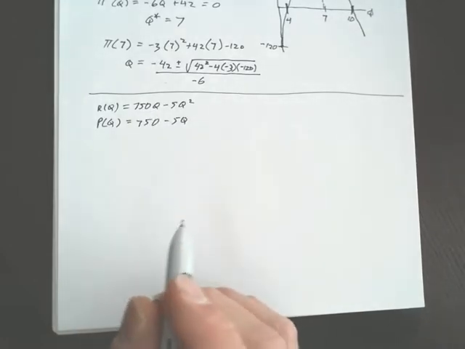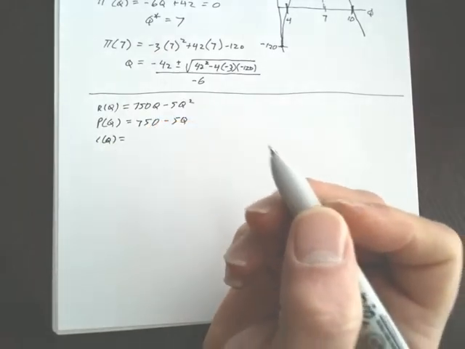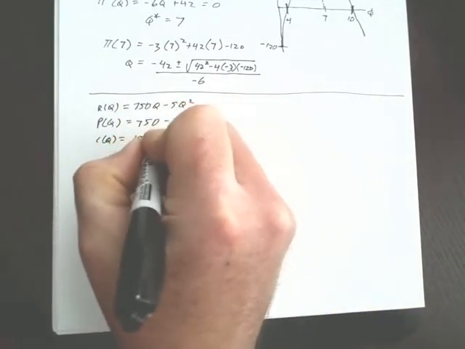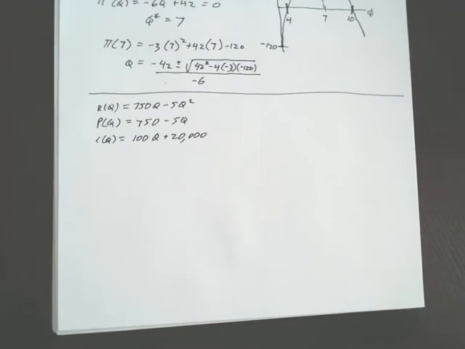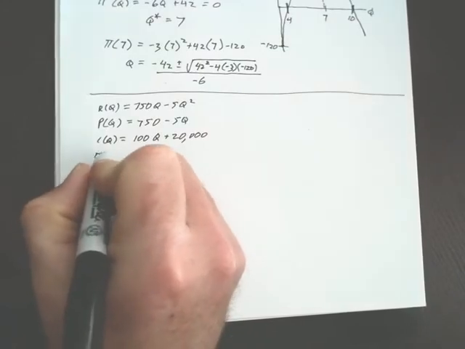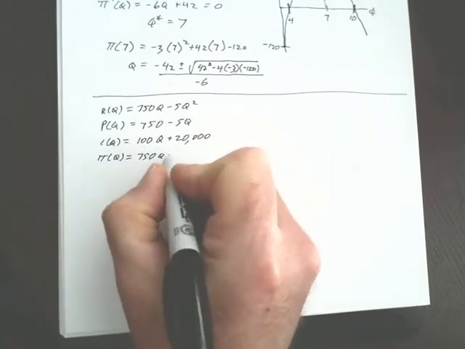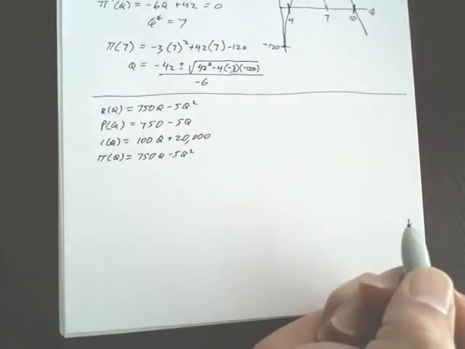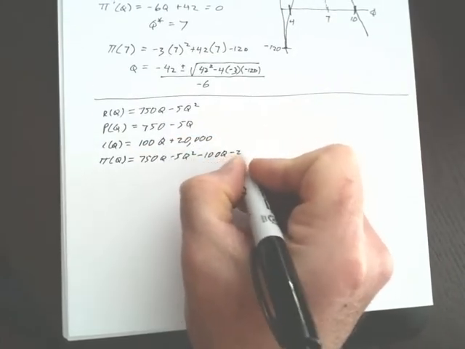That said, let's assume we have a cost function equal to 100Q plus 20,000. Okay? Big numbers and all, but it doesn't matter. It's all the same. We use a calculator to deal with the big numbers. The methodology is exactly the same, however. So we're going to put together a profit function, which would be 750Q minus 5Q squared, minus cost, which is 100Q minus 20,000.